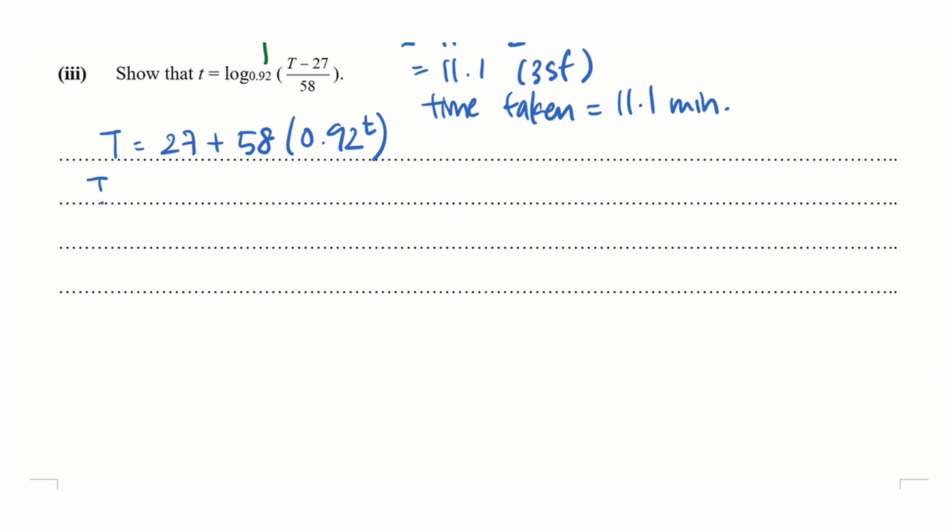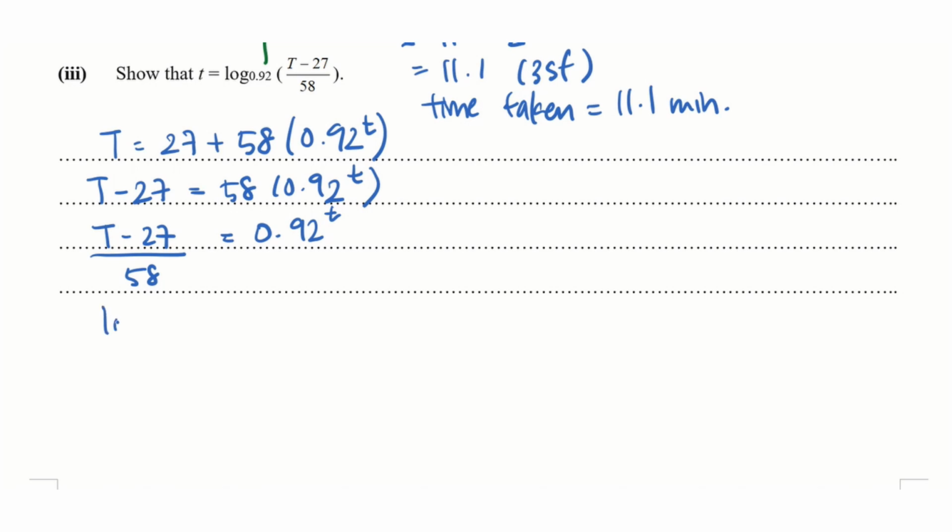We will shift the 27 to the left and we achieve this. Then we divide by 58. After that, now it is in index form. We need to change it into our logarithm form. So this is 0.92 to the power of t. Maybe let me write it clearer.